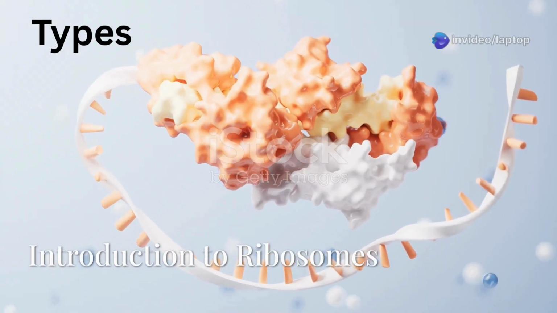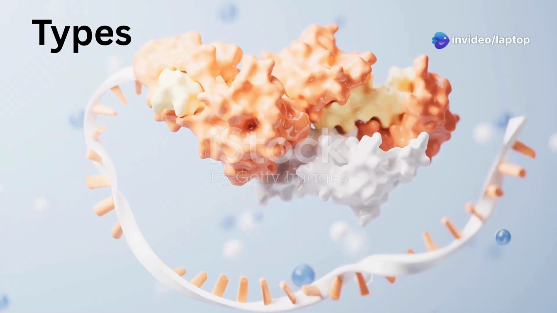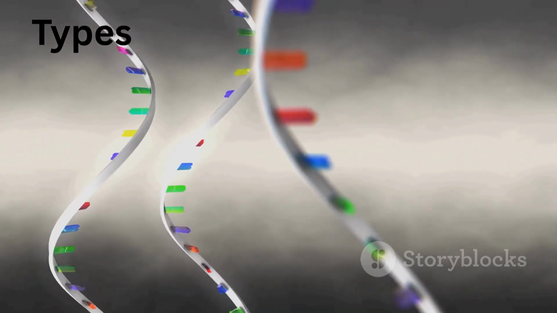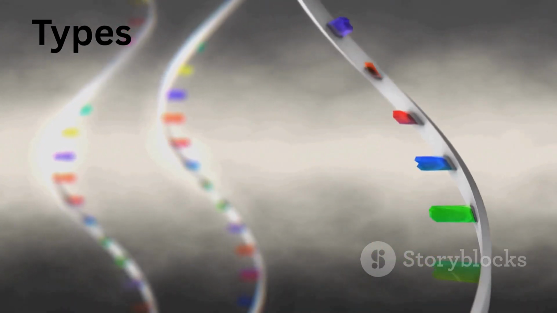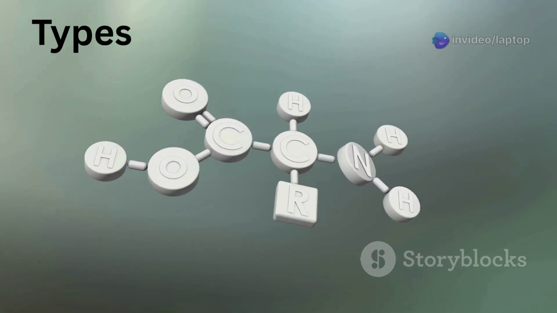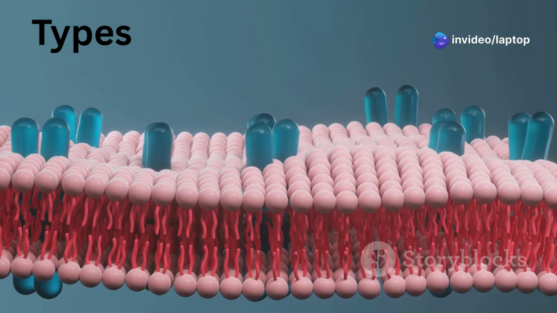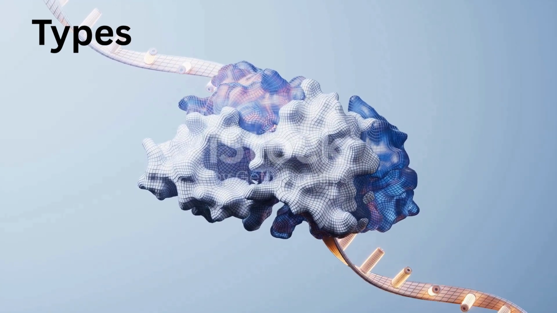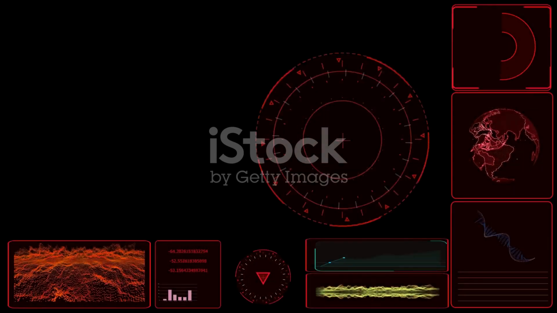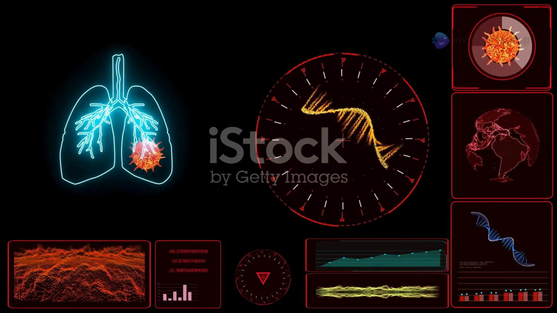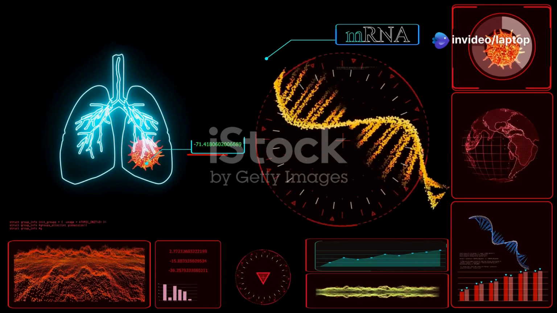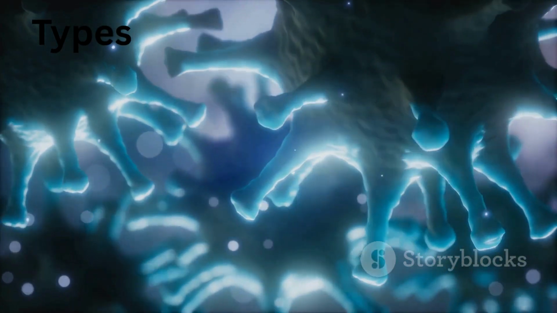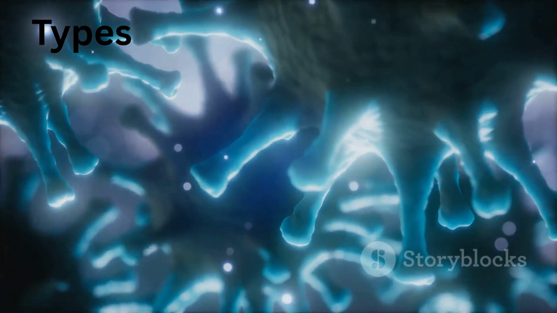The primary and most crucial function of ribosomes is protein synthesis, also known as translation. This intricate process involves translating the genetic information encoded in messenger RNA, or mRNA, into a specific sequence of amino acids, which then fold into functional proteins. The process of protein synthesis on a ribosome can be broadly divided into three stages. Initiation. The small ribosomal subunit binds to the mRNA molecule and the first tRNA, which carries the start amino acid, usually methionine. The large subunit then joins to form a complete ribosome.